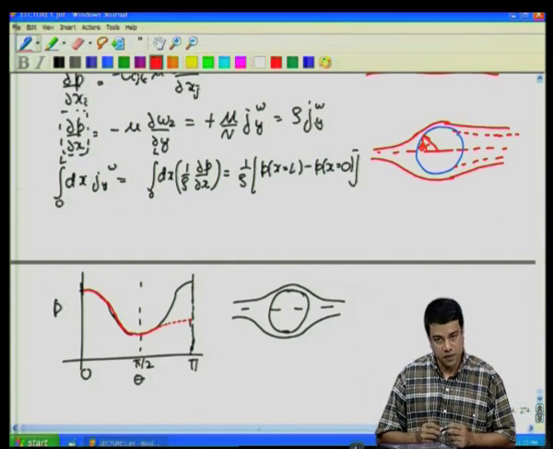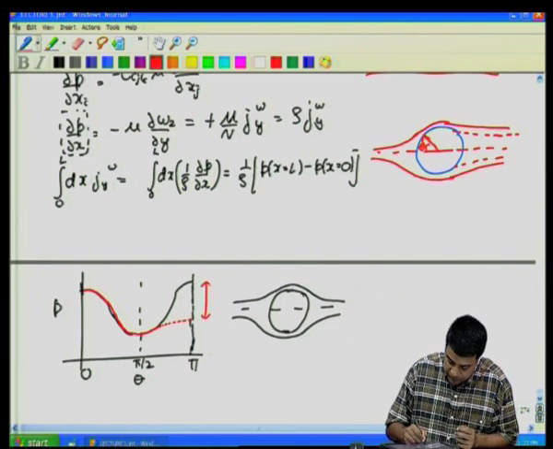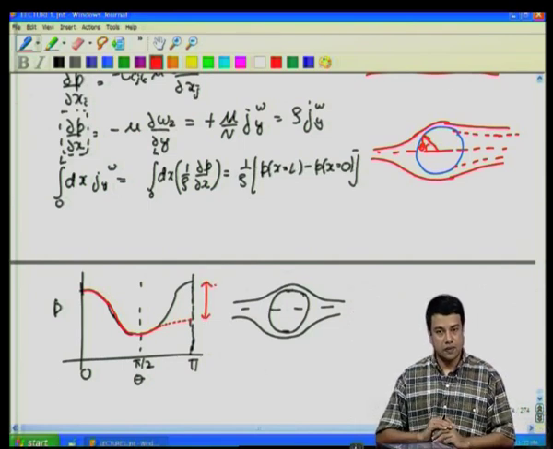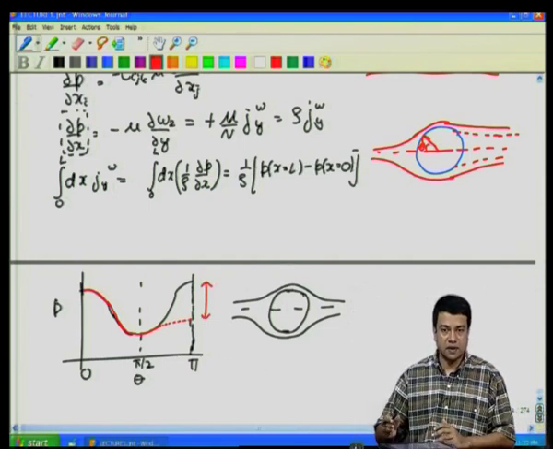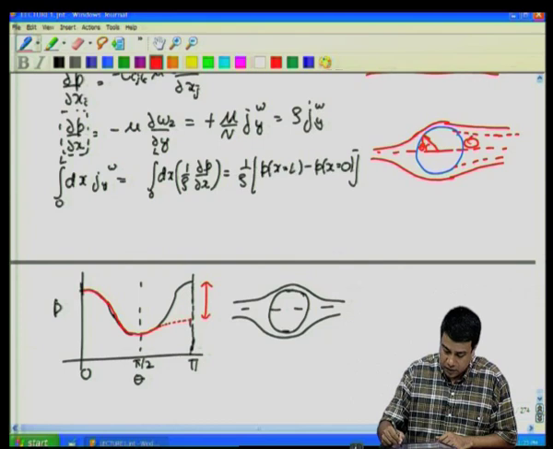So, between the upstream and the downstream stagnation points, there is this pressure difference. And because there is a pressure difference over the entire surface, there has to be a net vorticity that is generated. That vorticity effectively is what is generating the circulating flow in the wake behind, even at high Reynolds number.